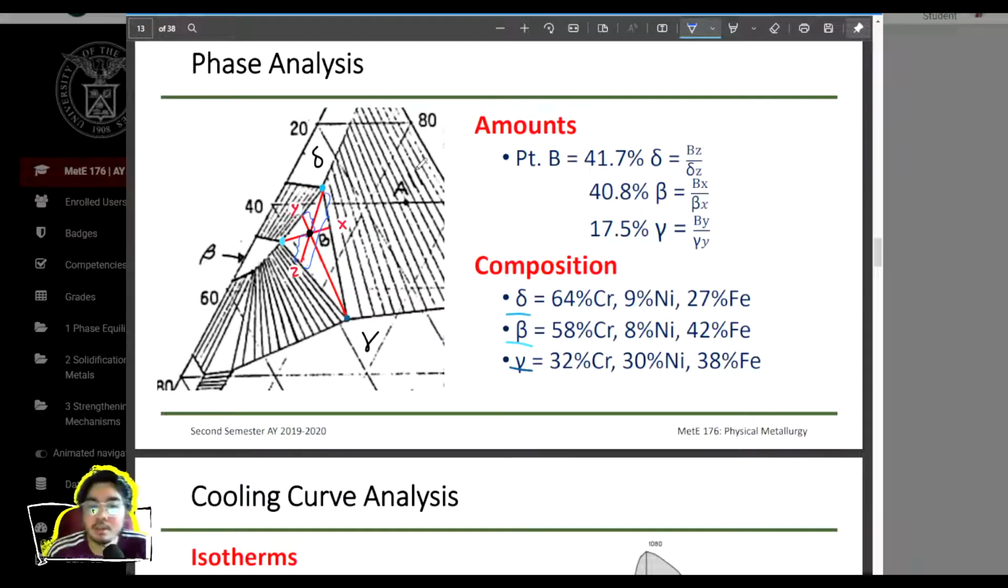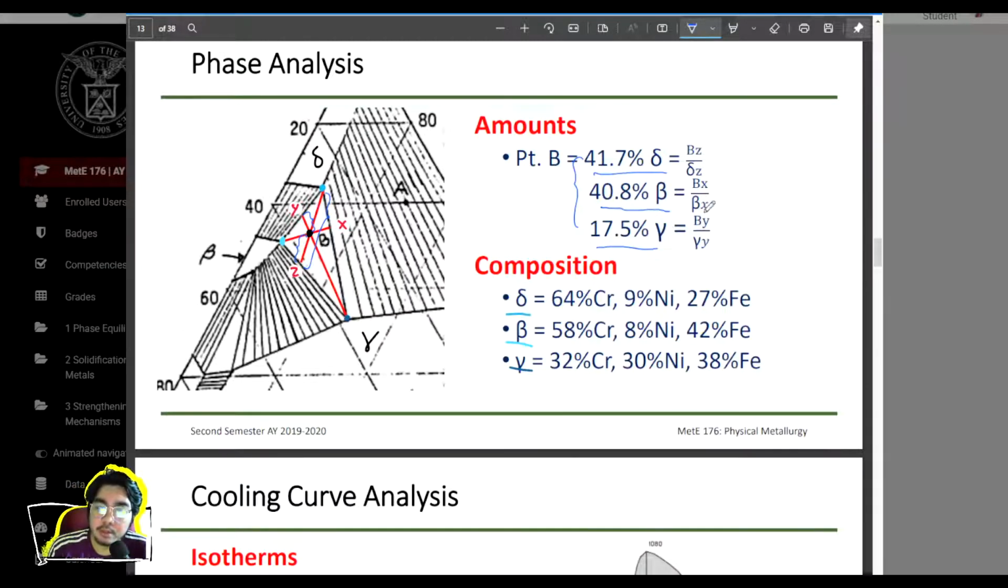And if you did it correctly, this should add up to 100%, for all three. Now, usually in phase analysis, there are two parts: measuring the amounts and measuring the components. Amounts is just how much of each phase is available. So for example, 41% delta, 40% beta, and around 18% gamma.